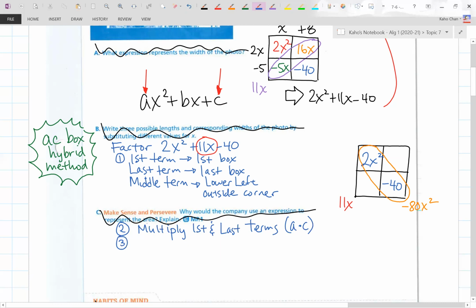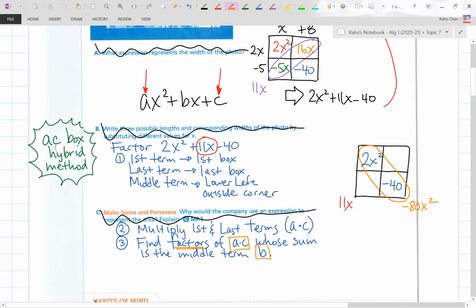Find factors of AC, the number we just got. Find factors of A times C whose sum is the middle term B. Okay, let's pause for a second, let you guys catch up. Find factors of A times C whose sum is the middle term B.